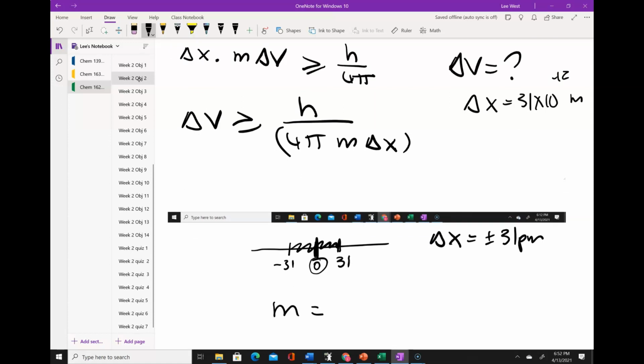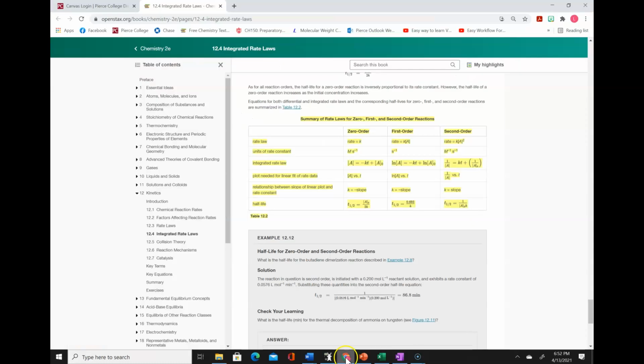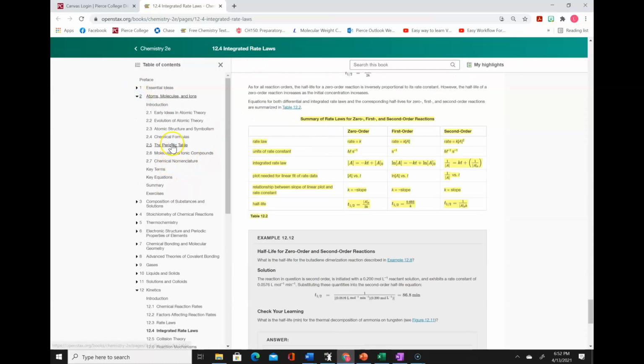And we need the mass in kilograms. Now, how are we going to get that? Well, this is where the periodic table comes in. So I'm going to go to the periodic table. Now, ALEKS has a nice periodic table, but I'm going to go to the one from the book.